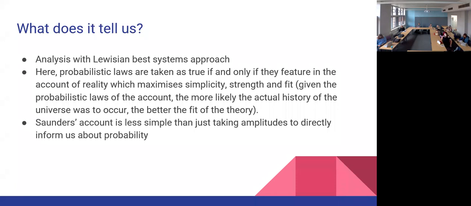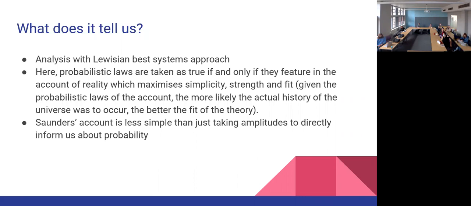Which brings me to my final worry, which is I looked at this from a Lewisian best systems perspective to see why we are including this counting, essentially. So if we've already got probability through the mod squared of the amplitude, why then do we need to also include the tau history counting, especially if it isn't satisfying what branch counters are interested in? So in light of this, we could also look at Saunders' branch counting from a Lewisian perspective. Here, probabilistic laws are taken as true if and only if they feature in the account of reality which maximizes simplicity, strength, and fit. Fit being, given the probabilistic laws of the account, the more likely the actual history of the universe was to occur, the better the fit of the theory.